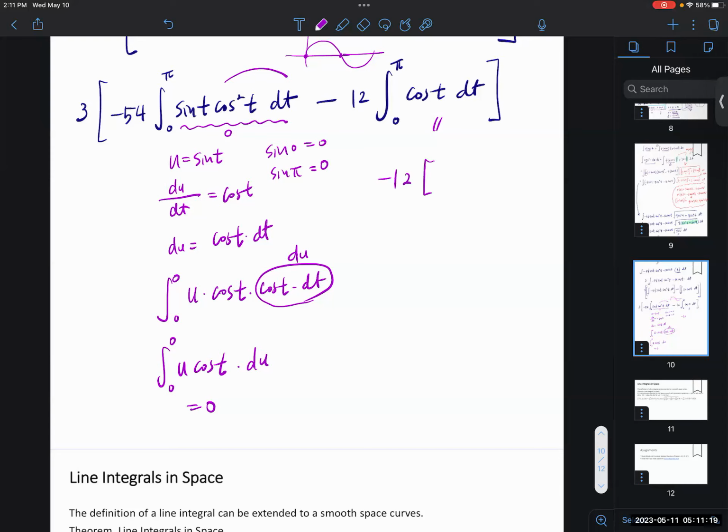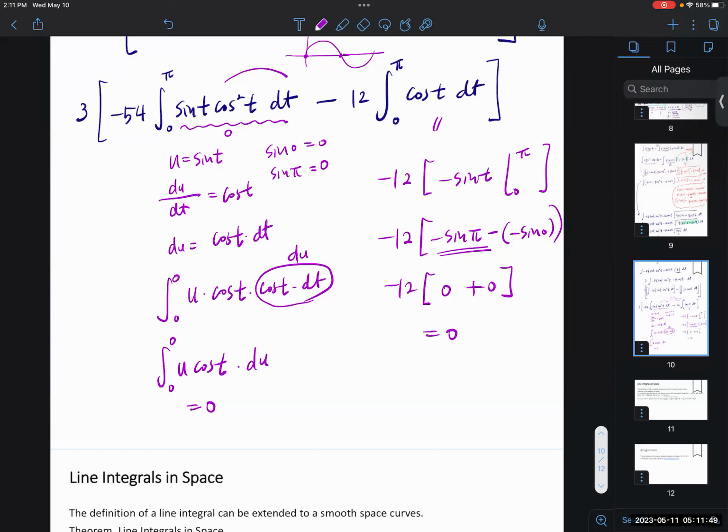So take the integral of cosine t. The integral of cosine will be sine t from 0 to pi. So negative 12, sine pi minus sine 0. So what happened here? We have negative 12, sine pi is also 0, minus 0. Oh, this is 0 as well. Is there any mistake I have? One second. We have negative 54 sine t cosine squared t minus 12 cosine t, and I do have a 3 dt.